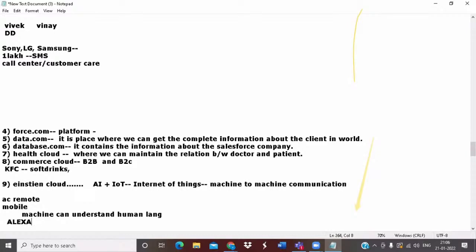So whichever song you want, she can play. Or you know about Siri, yes or no? It is used by iPhone, iOS operating system. Alexa is used by Amazon people. Clear? So it is a component of artificial intelligence. Like that, there are many clouds given by Salesforce.